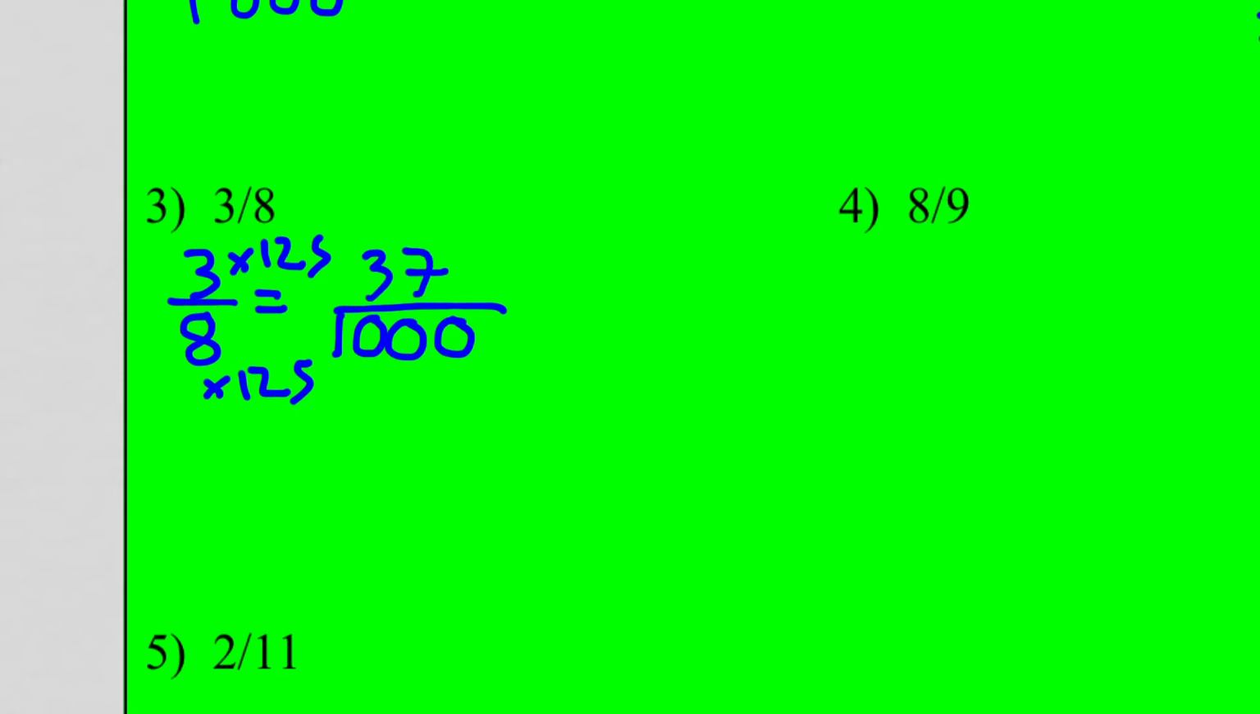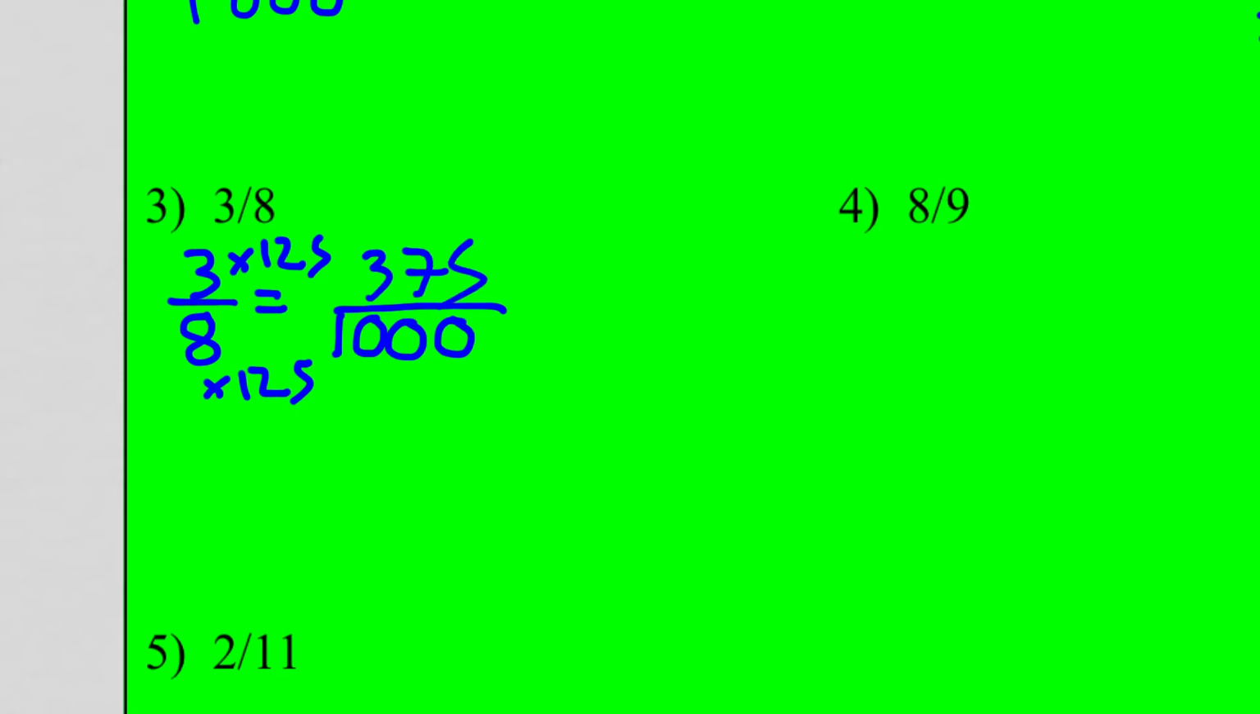Three over 8. Now we can't make this out of 10. We can't make it out of 100, but we can make it out of 1,000. Remember, we can multiply by 125. That's one I just want you to remember. And then if you do the same thing to the top, 3 times 125, 3 times 100 is 300. 3 times 25 is 75. So that's 375 out of 1,000.